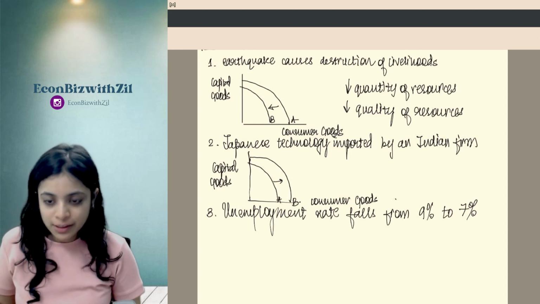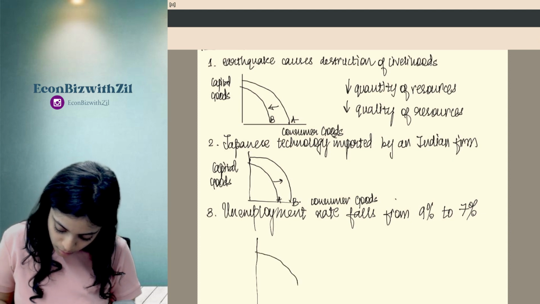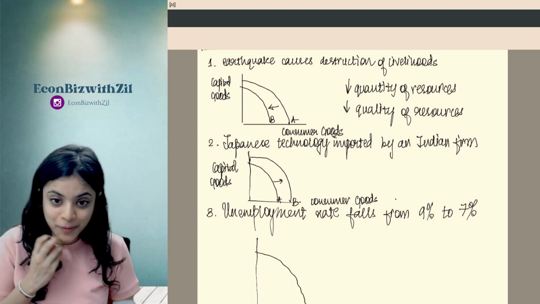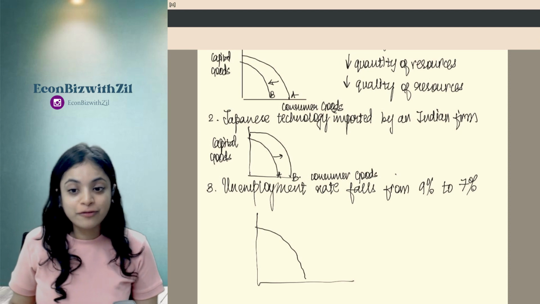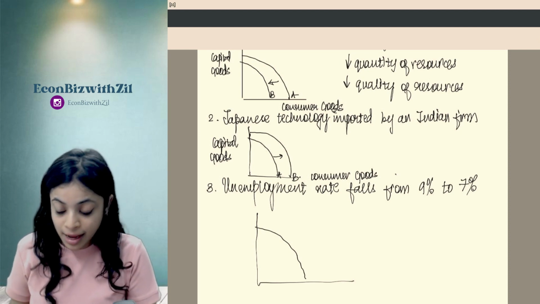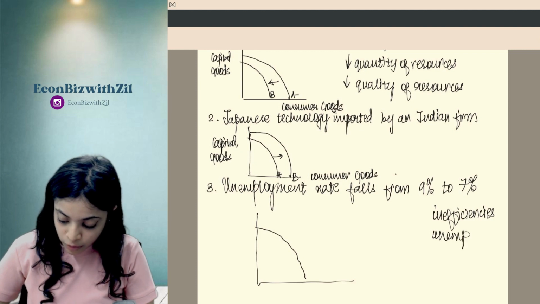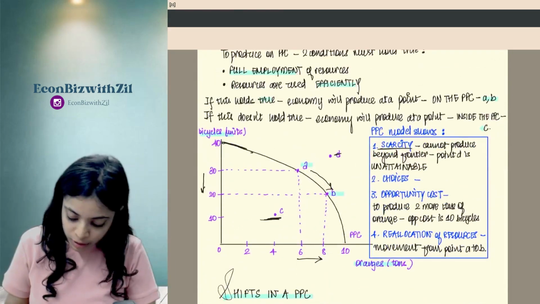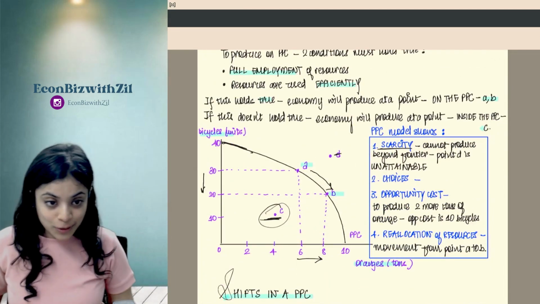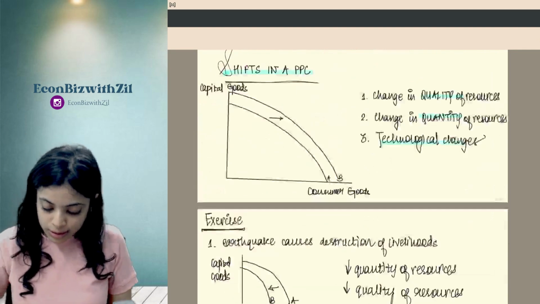Next is the unemployment rate falling from 9% to 7%. This is not curvy like this, it's a proper curve. If the unemployment rate falls from 9% to 7%, that means there are still inefficiencies and there is obviously unemployment. If you recall from what we did a while ago, we're functioning at point C. So even with a fall in the unemployment rate, we're still inefficient. This is how you'd show it.